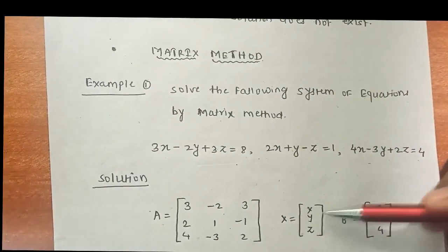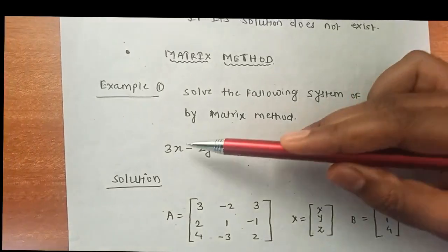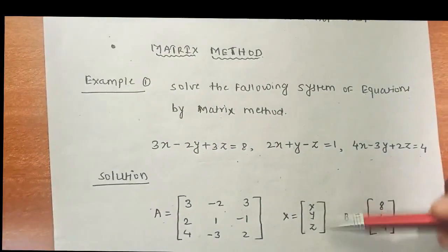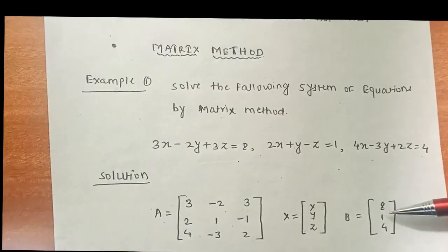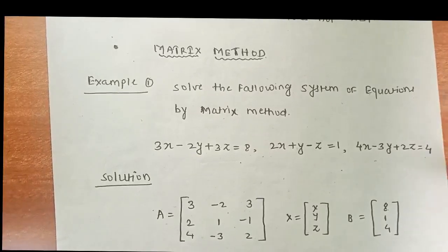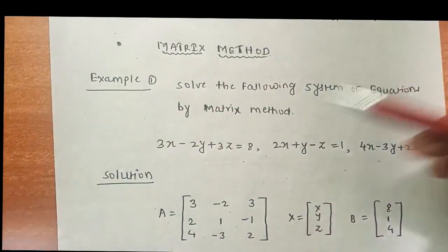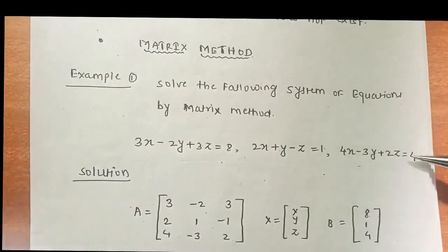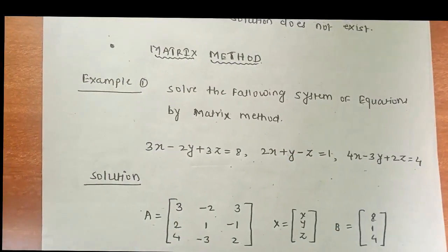X matrix is a column matrix of your variables. Your variables are x, y, z, so make the column matrix. And B is the column matrix of constants. What are the constants? That is the right hand side of your equal sign, so there is 8, 1 and 4. So the first step is to write down like this.